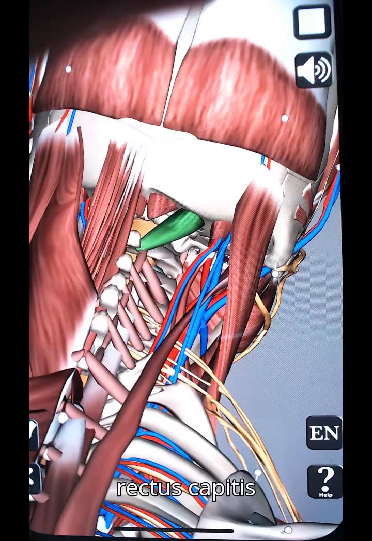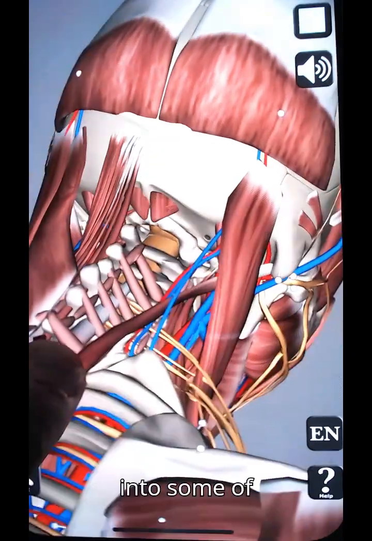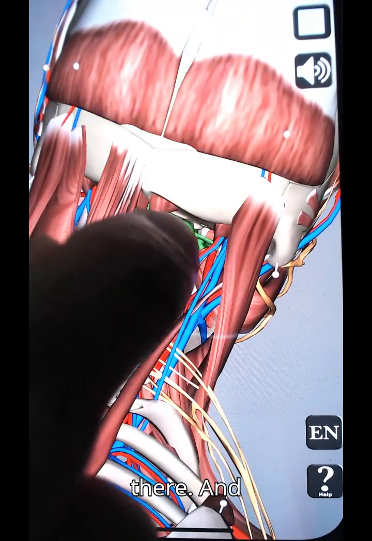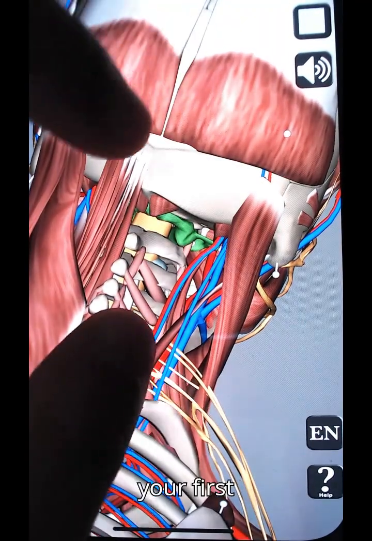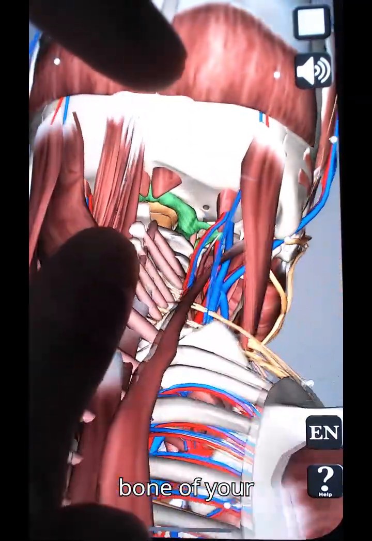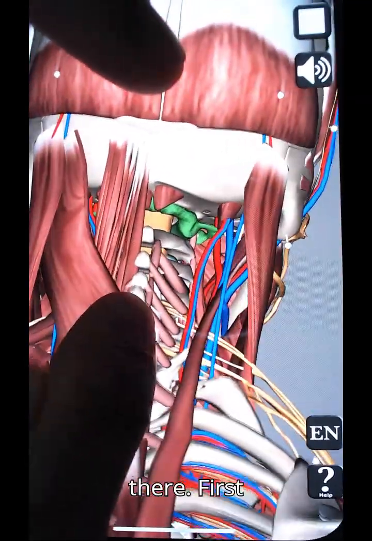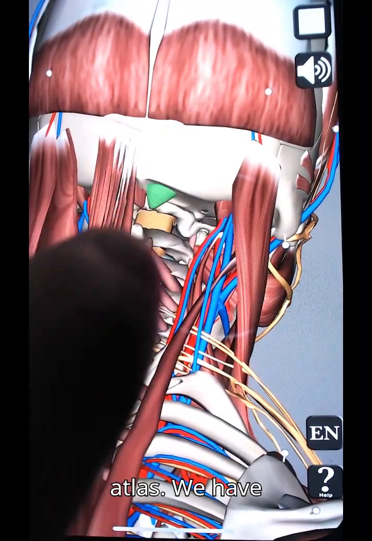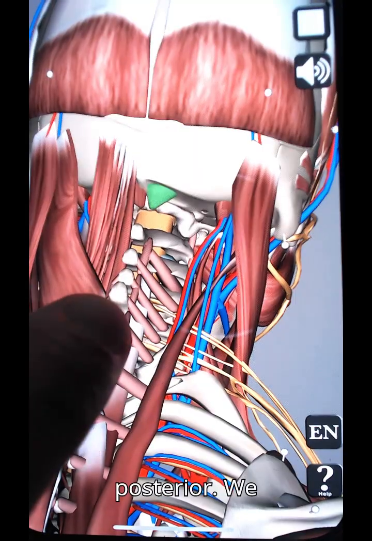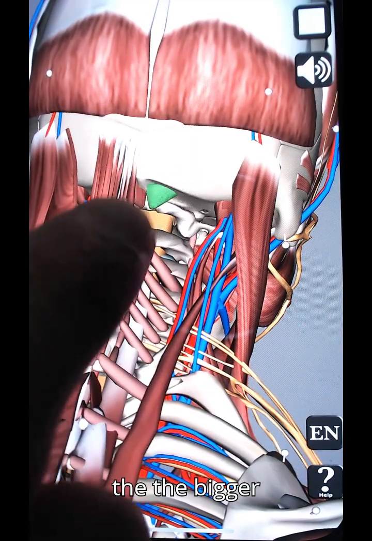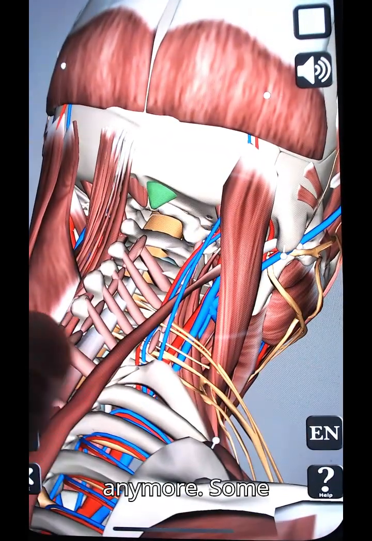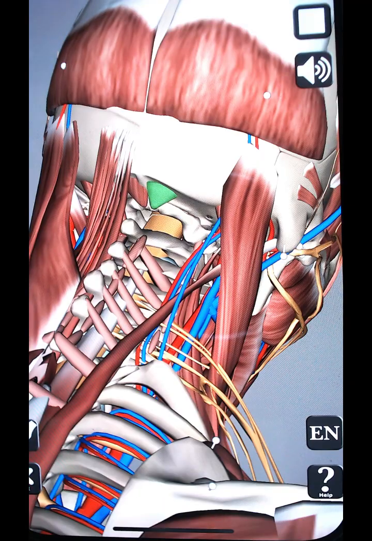We're going to remove the rectus capitis as well, because we're trying to get into some of these deeper muscles and get a good view of what's there. And that right there is the first bone of your neck, your C1, also known as the atlas. And we have a muscle there called the rectus capitis posterior. We talked about the bigger one. This muscle is almost not considered a muscle anymore. Some people consider it a sensory organ, a special muscle. All right, we're going to remove that.